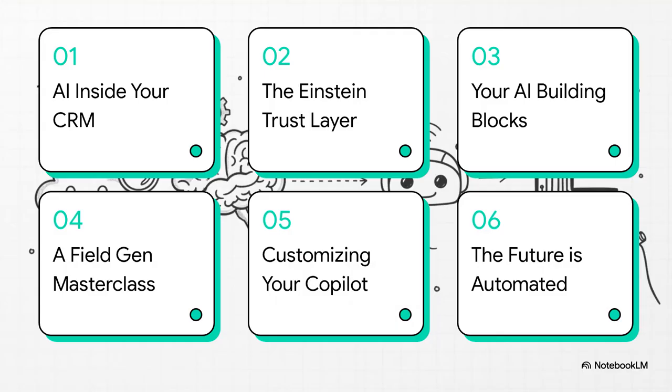So here's the plan. We're going to start with the AI tools you can use right now. Then we'll peel back the curtain on the Einstein Trust Layer. That's the magic that keeps it all secure. From there, we'll get our hands dirty with the building blocks, see a real-world example in action, and finally, look at how you can customize your Copilot to automate your future.